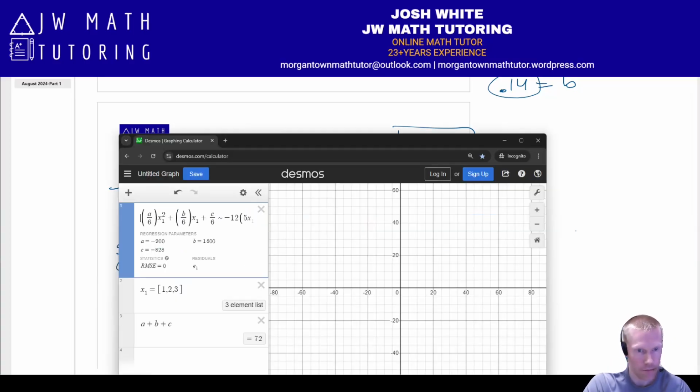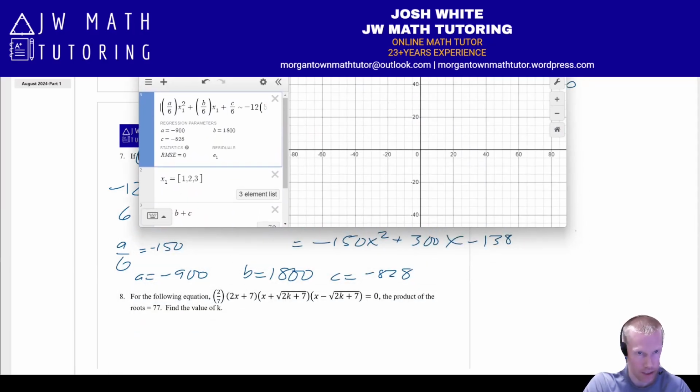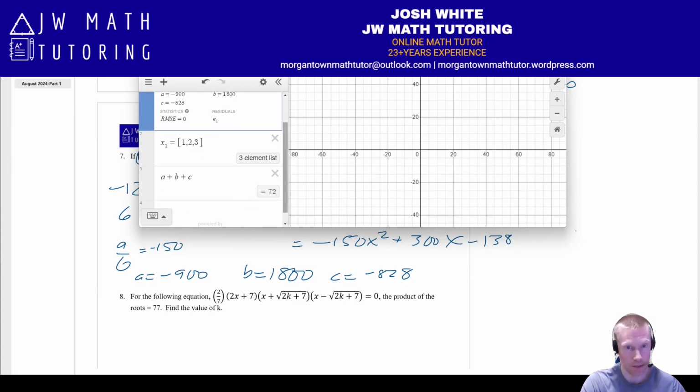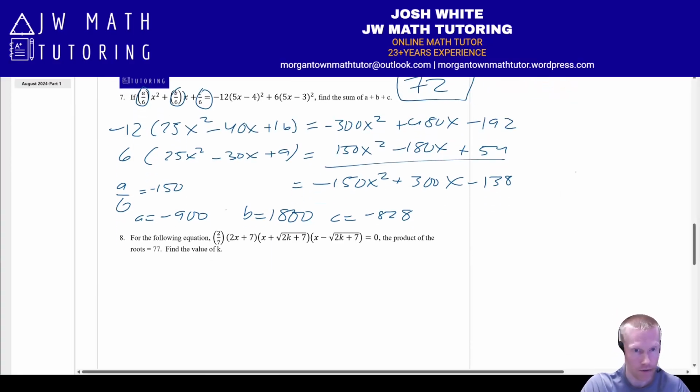And notice these numbers match the same values I had right here when I did it in Desmos. Negative 900, 1800, negative 828. Okay, add them together, you get 72. So this is how you could do it by hand as well.